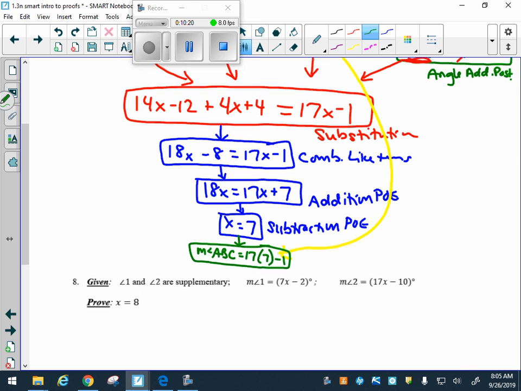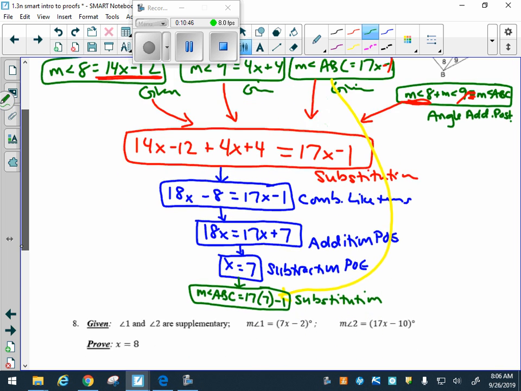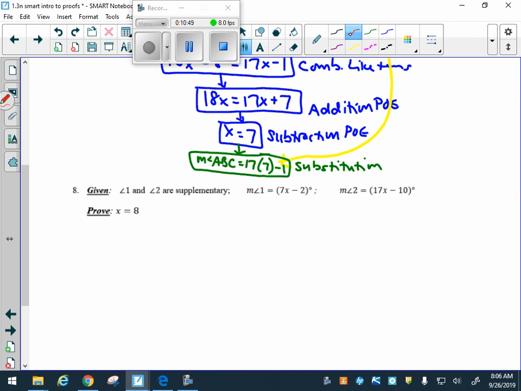And what's the reason we're going to write? Substitution. Now, very important. I do not want you to show me every step after this. I want you to show me one more. Go straight to the measure of angle ABC equals 118. And the reason we're going to write for that is just simplify. So measure of angle ABC equals 118. I didn't do a good job of spacing this. Reason, simplify.